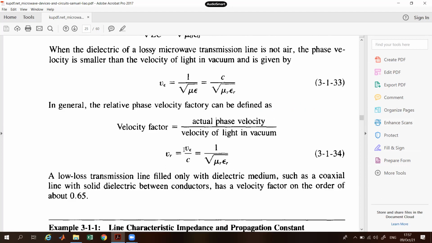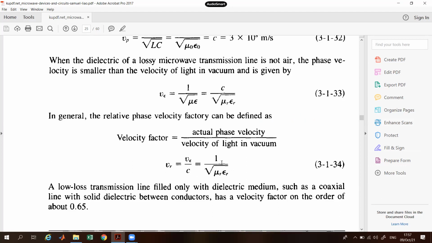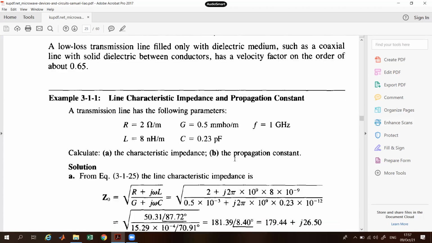Now if you need to find the velocity factor, then it is the actual phase velocity divided by the velocity of light in vacuum. So it's Vp divided by C, which is equal to 1 divided by root of mu r into epsilon r.